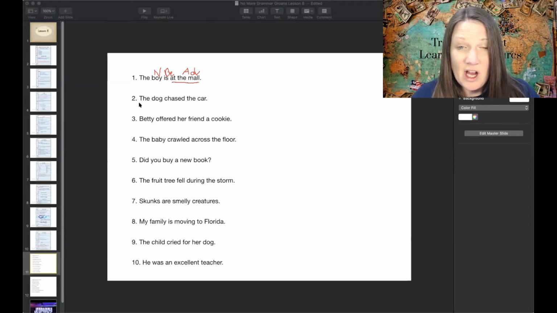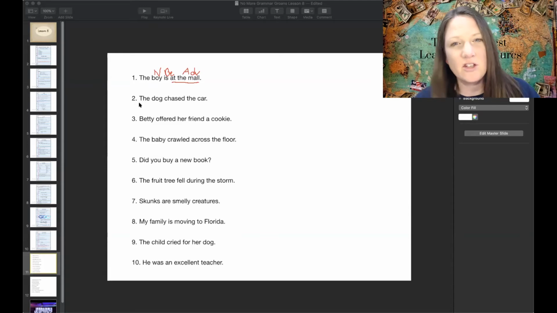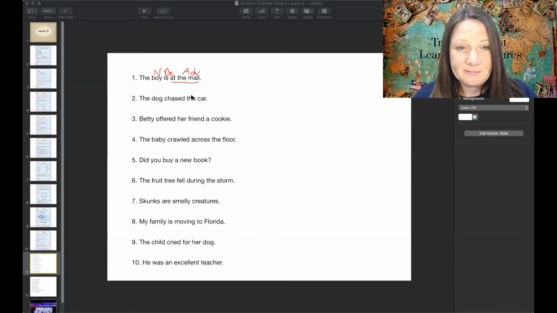Number 2, and we're not diagramming. You're welcome to diagram if you'd like, but I'm not going to do that in class. I just really want to concentrate on you knowing these sentence patterns. Number 2, the dog chased the car. First, do you see a prepositional phrase? I do not see one. I see a verb. What's the verb? Chased. Who chased? Dog chased. And then I see another noun over here. Dog chased what? Car. And I don't see any other noun.